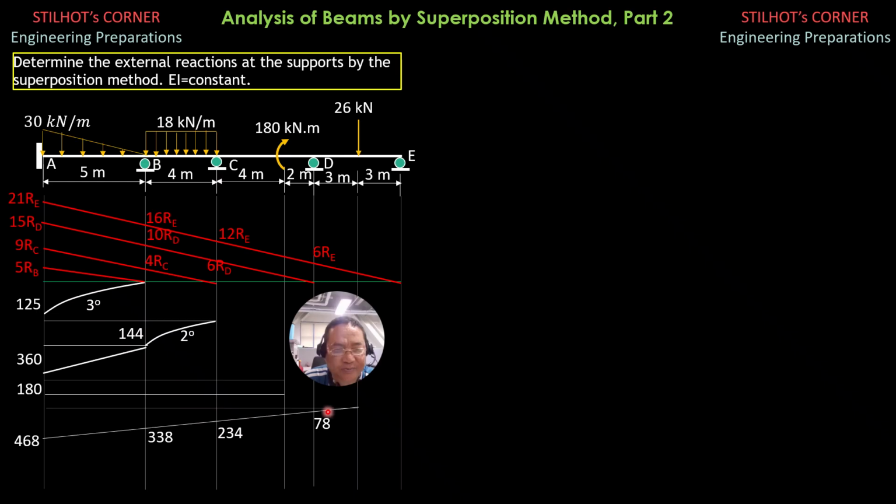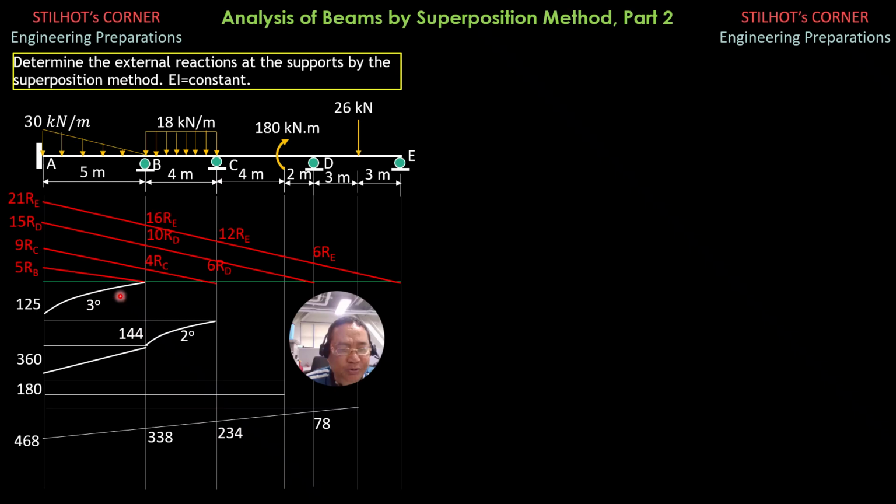So at various points at B, 78. At C, 234 kilonewton meters. At B, 338. And at A, 468. So these moment values are supposedly over EI, and since EI is constant, we just imagine it is equal to 1.